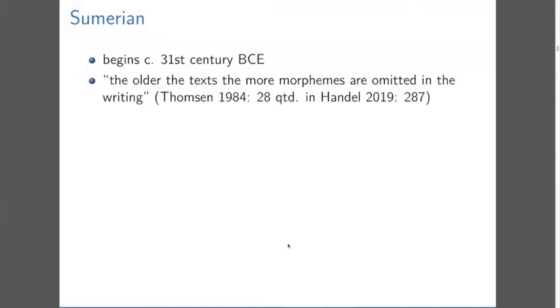advantage. So Sumerian begins in the 31st century BCE, a very long time ago. But the older the texts are, the more morphemes are omitted in the writing. And Sumerian is, let's say, typologically exciting. It has lots of prefixes and suffixes and agreement and all sorts of exciting stuff going on, of the type that we have in a lot of Sino-Tibetan languages, like Kiranti languages and Gyalrongic languages. But generally, the kind of stuff we don't think of Chinese as having.